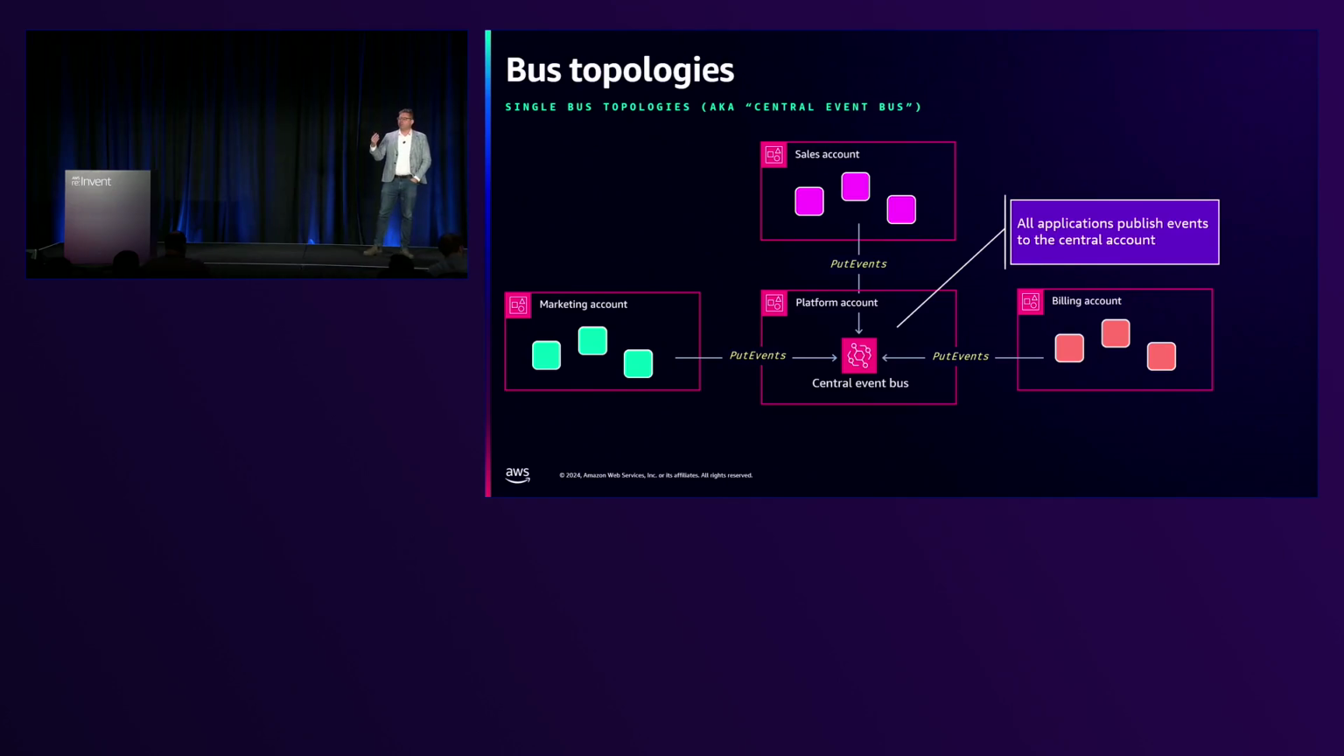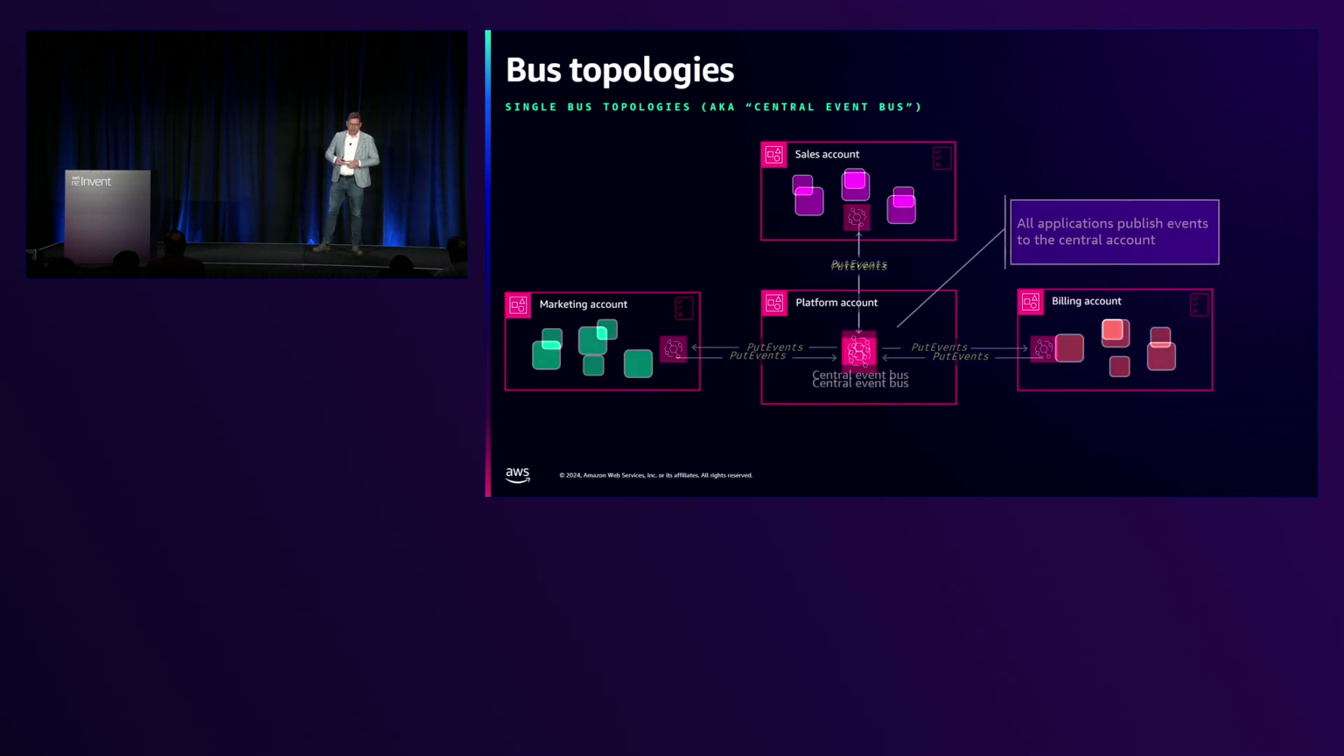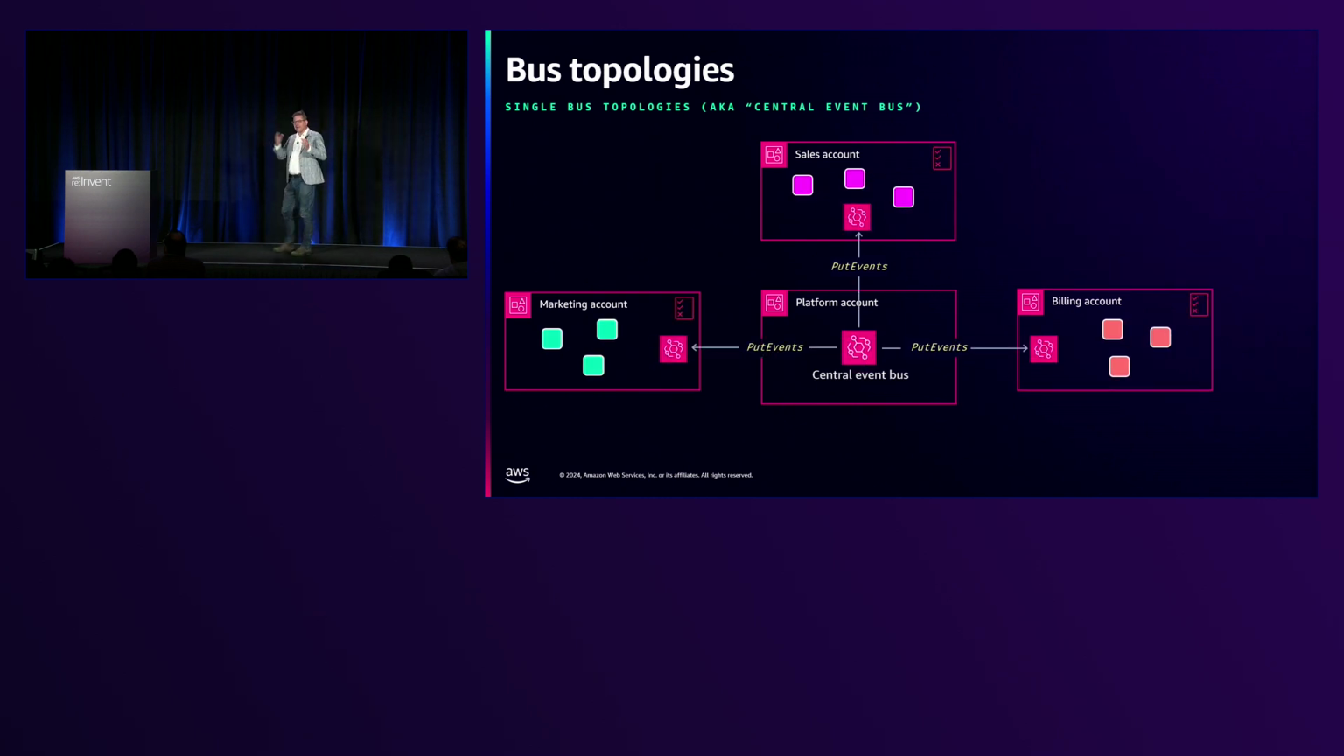Now, the typical approach that people take initially when they look at EventBridge as a form of centralized event distribution is this model here, where we have a central event bus, and the idea is that all of the events that our applications are sending are flowing through that central bus. But we quickly realized that in order to do cross-account event delivery, we actually need to have an event bus in the receiving account in order for those messages to be sent.